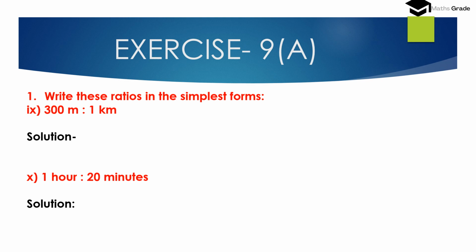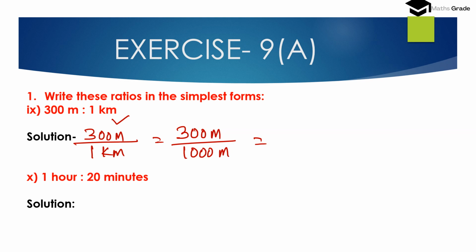Now 9th bit, 300 meter is to 1 kilometer. Convert this ratio into the simplest form. We can write 300 meter is to 1 kilometer as 300 meter divided by 1 kilometer. The antecedent 300 meter and the consequent 1 kilometer are not of the equal unit. So first convert the consequent kilometer into meter. We know 1 kilometer is 1000 meter. So 300 meter divided by 1000 meter.